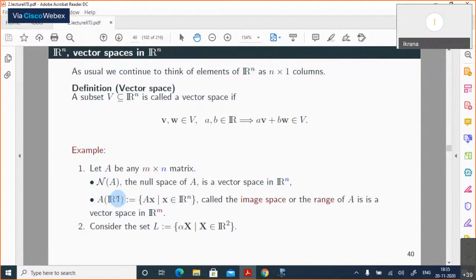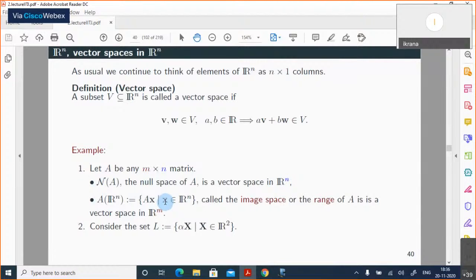So ARn for a matrix M cross N is a subset of Rm, where the number here is the number of rows. That also is a subspace, which is quite easy to check. If we take two elements y1 and y2 in this set, then y1 is Ax1, y2 is Ax2, and alpha times y1 plus beta times y2 will be the image of A times alpha x1 plus beta x2. So it has the property that linear combinations are inside it.